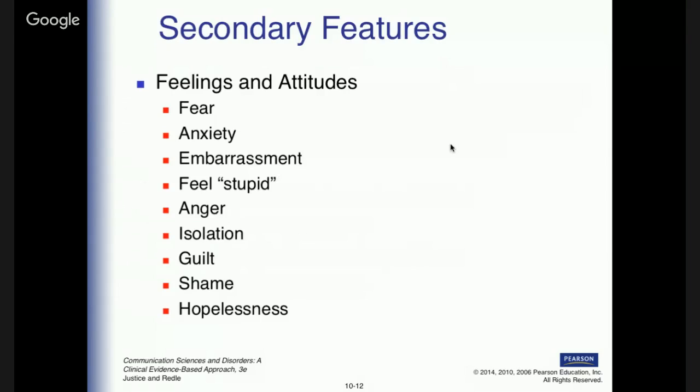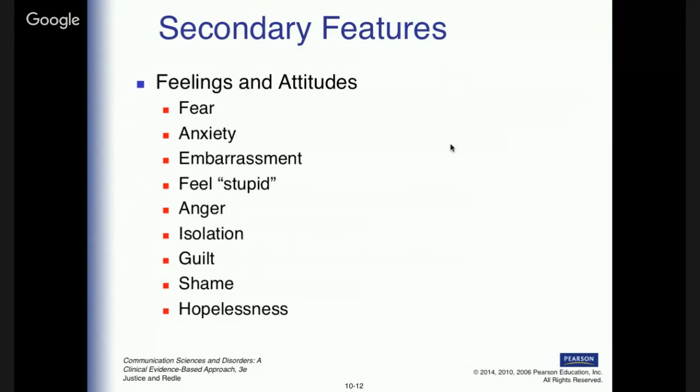And then when you realize that you're not talking like other people, or when parents or peers or teachers are like, hey, why do you talk like that? What's wrong with you? Don't you know what you're saying? That can cause anxiety, embarrassment. It makes people feel stupid. Some people feel angry. People feel isolated. They can feel guilt, shame, hopelessness. So, and as the person gets older, we're going to get more and more of that.